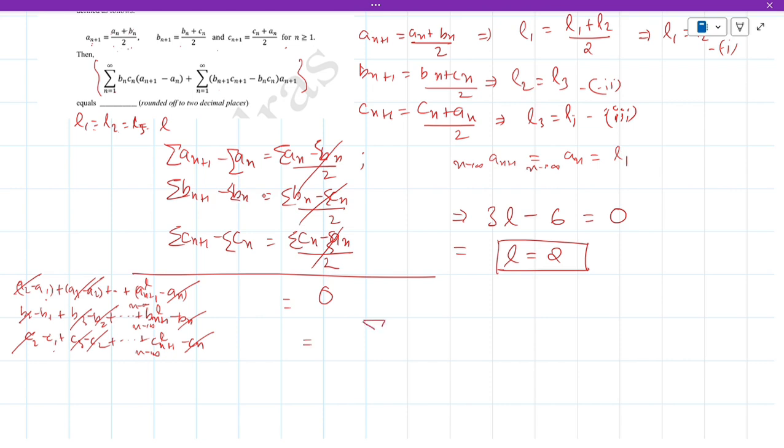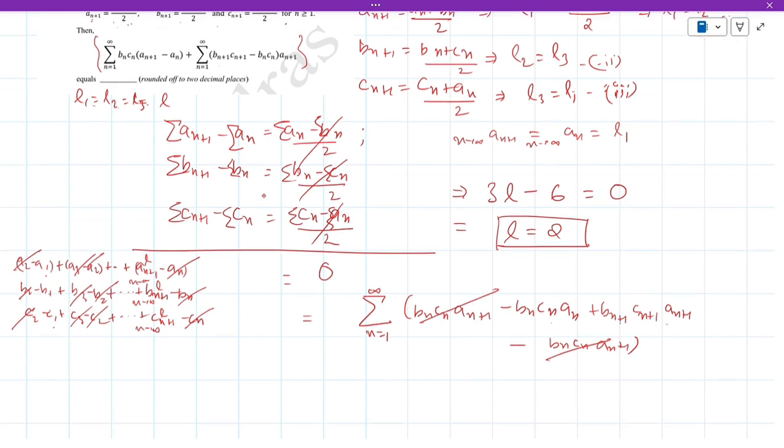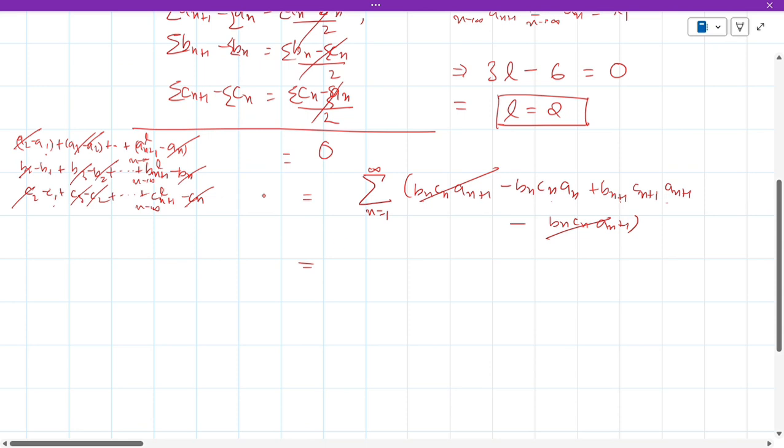So what will we get? We get bn cn an plus 1 minus bn cn an, right? After multiplying the outside term, and then we have plus bn plus 1 cn plus 1 an plus 1 minus bn cn an plus 1. What do you see? This term and this term get cancelled out, so we are left with these terms only. Now what is this term? It is summation n equal to 1 to infinity of bn plus 1 cn plus 1 an plus 1 minus bn cn an, right?